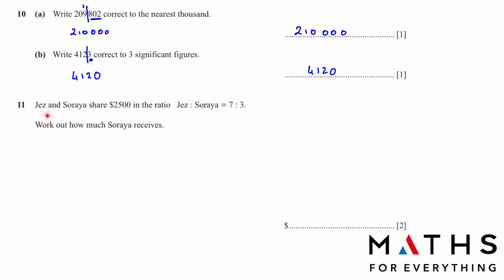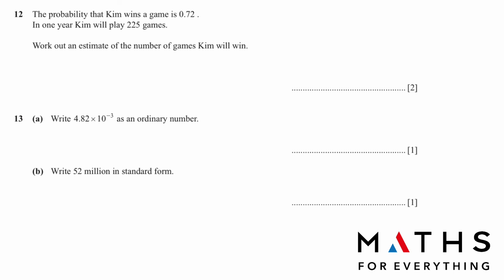Question number 11. Jess and Soraya share 25,000 in the ratio Jess, Soraya 7:3. Work out how much Soraya receives. It's very important to understand Jess is 7 and Soraya is 3. So Soraya receives 3 parts out of, the total parts are how many? 7 plus 3, 10. Out of 2,500. The answer is 750.